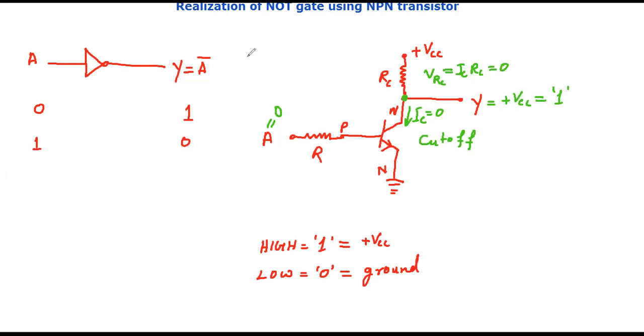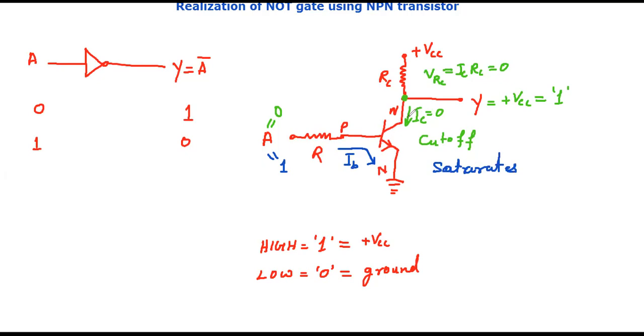Let us now give input 1, that is logical high. So logical high means plus VCC. Now base is connected to plus VCC and emitter is grounded. So this base emitter junction is now forward biased. If base emitter junction is forward biased, now there will be a base current from base to the emitter, IB. So whenever there is base current in the transistor, that transistor is actually saturated.